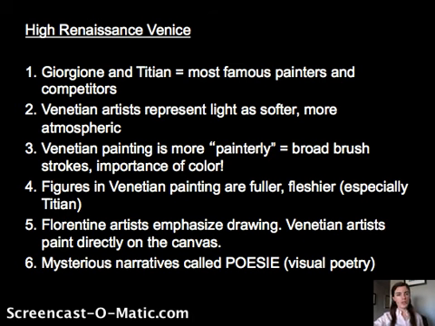A couple of things to note about the style and the way the paintings are created. Venetian artists represent light as softer and more atmospheric, and we'll see this in a few examples. We have to think about this in terms of the climate of Venice and the way Venice looked. Venetian painting is more painterly, so it emphasizes the fact that it is painting rather than hiding those brushstrokes. We see broad brushstrokes and the importance of color, really playing on the idea that you need color to build up the life of your painting.